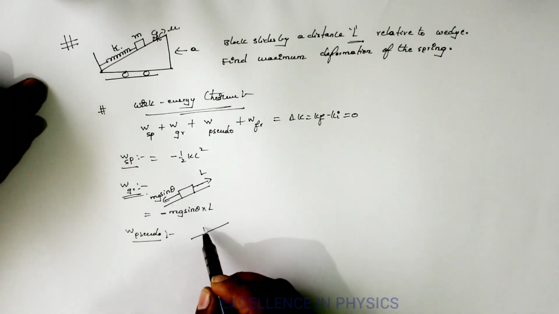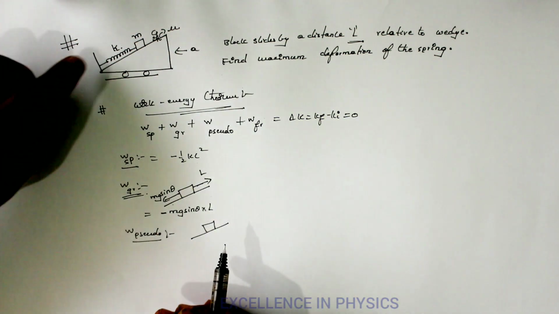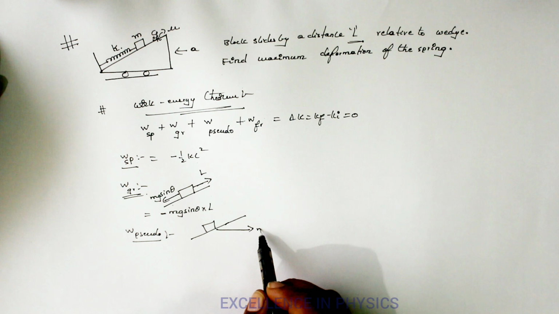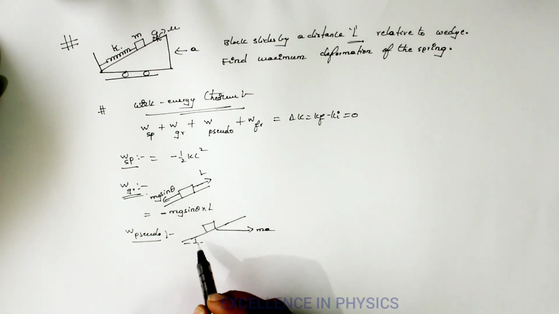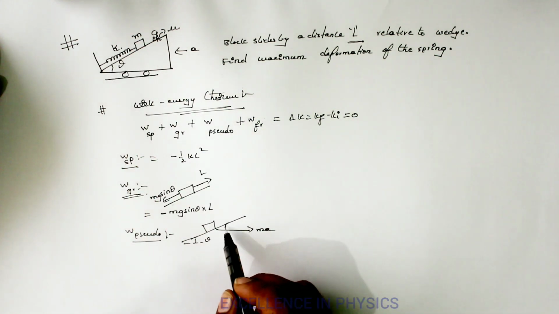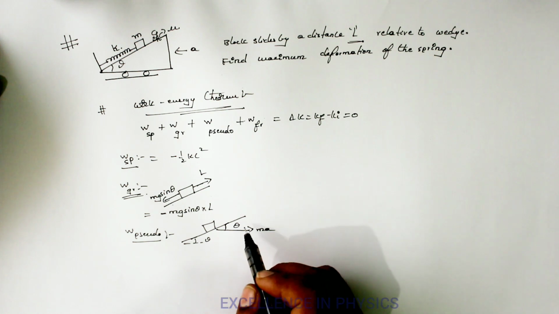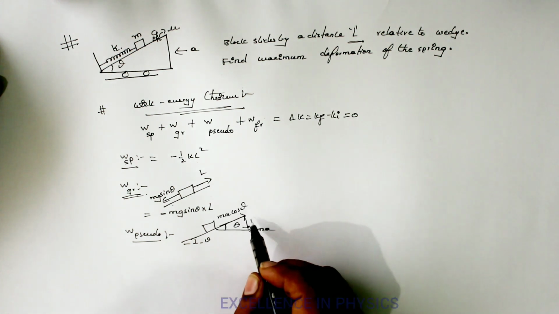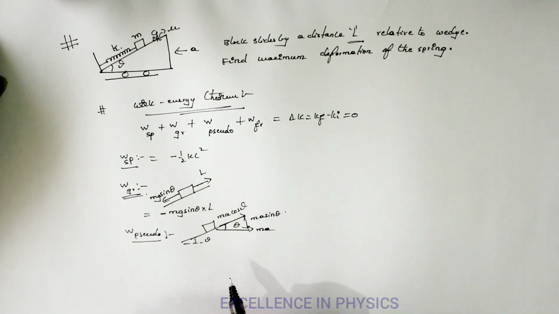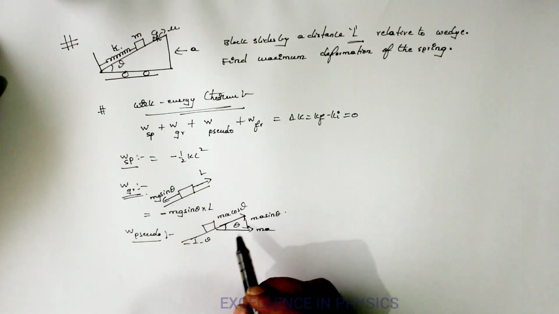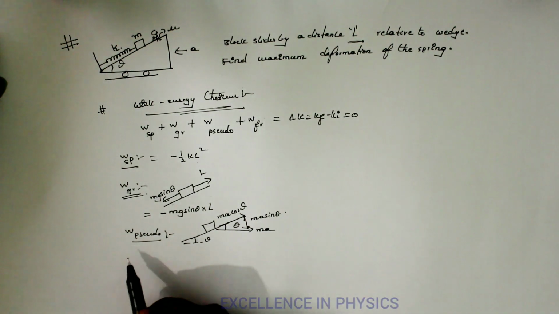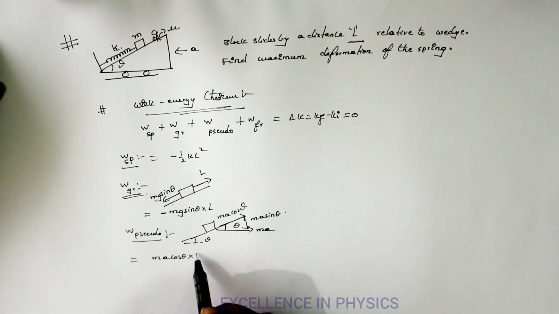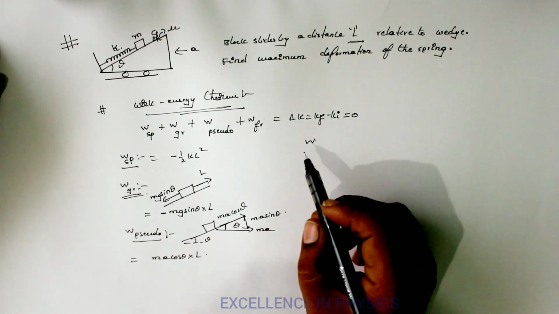Now I will consider the work done due to the pseudo force. As the body is accelerating in this direction, the observer is also accelerating in the same direction, so the pseudo force will act in exactly the opposite direction, which is MA. If this angle is theta, then this angle also will be theta. I can split this MA into two components: MA cos theta and MA sin theta. The component of the pseudo force in the direction of displacement is MA cos theta, and the displacement is in the same direction, so the work done due to the pseudo force will be positive: MA cos theta into L.